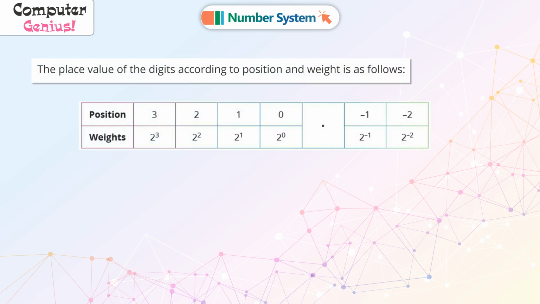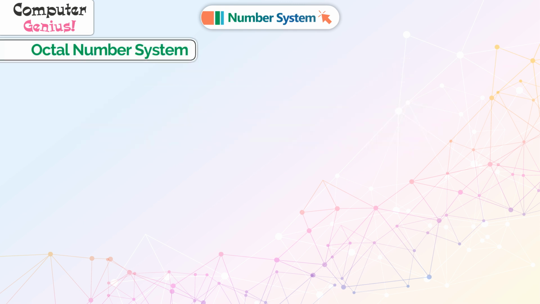The place value of the digits according to position and weight is as follows. Position: 3, 2, 1, 0, decimal point, -1, -2. Weights: 2 raised to the power 3, 2 raised to the power 2, 2 raised to the power 1, 2 raised to the power 0. Decimal point, 2 raised to the power -1, 2 raised to the power -2.